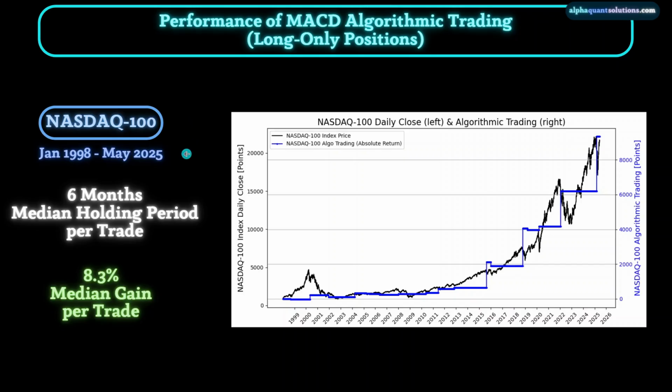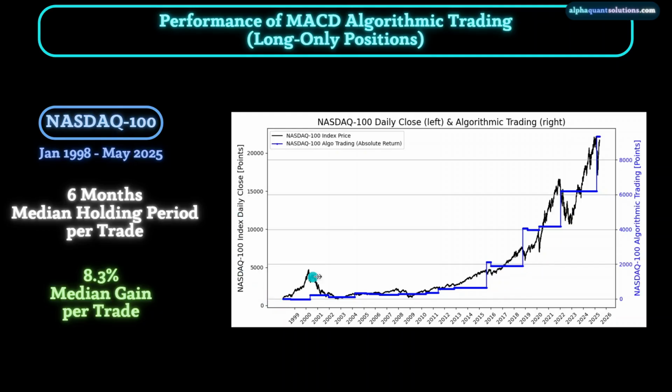Here we show some additional metrics of this algorithm, still for the Nasdaq-100 for the same time period. So the median holding period per trade is half a year, and the median gain per trade is 8.3%. The graph on the right shows time in years on the x-axis. The left y-axis is the Nasdaq-100 daily close price, the black line, and the right y-axis shows the cumulative return of our trading algorithm, the blue line.